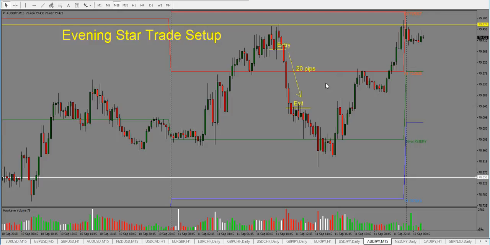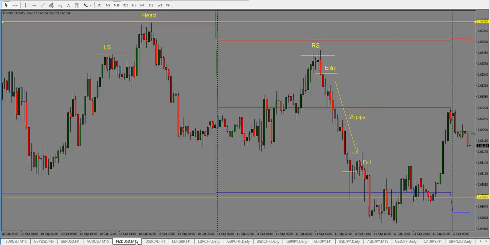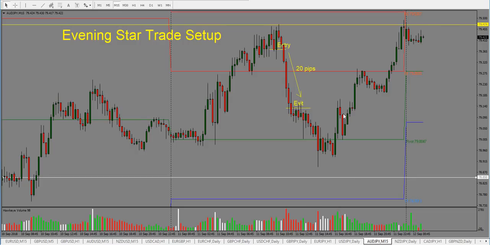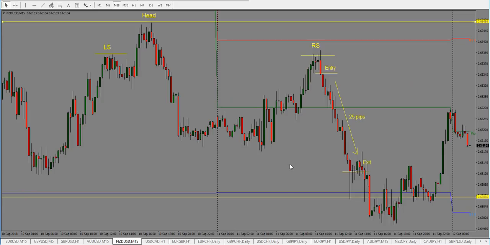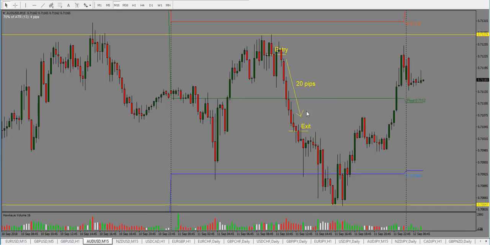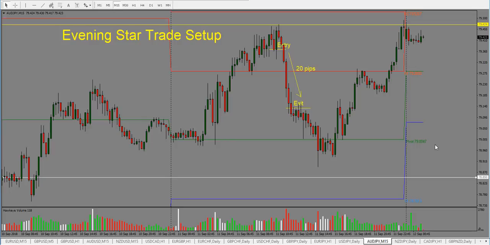So between the three trades, we had a New Zealand US dollar 15-minute chart here. We had 25 pips in that, 20 pips in the Aussie dollar, and then 20 pips in the Aussie yen trade as well. Just to recap, overall, we had 25 pips in the New Zealand US dollar trade, 20 pips in the Aussie dollar trade, and another 20 pips in the Aussie yen trade. So overall, we got 65 pips for the day.